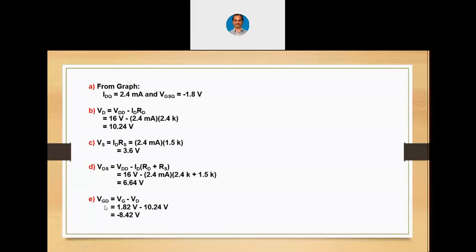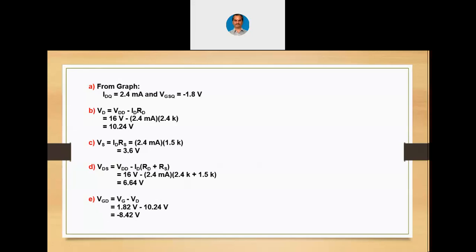Similarly, VG we know that is 1.82 volts, VD we know that is 10.24 volts. So VGD is VG minus VD. VG is with respect to ground and VD is also with respect to ground. We get the value as minus 8.42 volts. Now what does this mean? When we get VGD as minus 8.42 volts, what does it mean?